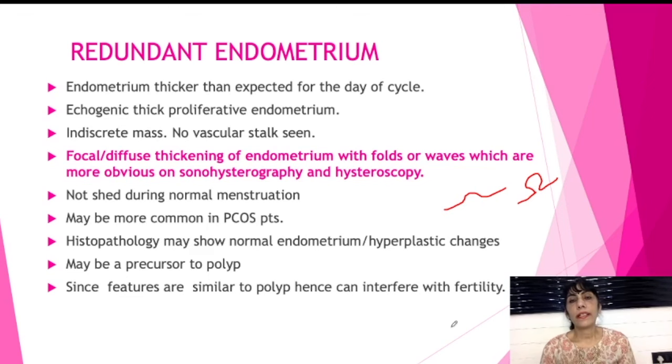So actually, what is redundant endometrium? If I'm asked to define redundant endometrium, I would say it is a focal or diffuse thickening of the endometrium which has folds or waves. But when we are doing the routine transvaginal scan, we may not be able to appreciate these folds or waves, because we are not able to see the inner edge of the endometrium properly. So to be more confident about this entity, we can do sonohysterography, or saline infusion sonohysterography (SIS), and then follow it up with hysteroscopy if needed. Obviously I would not be covering the hysteroscopy part because that is not my field, but I'll tell you how it looks in sonohysterography.